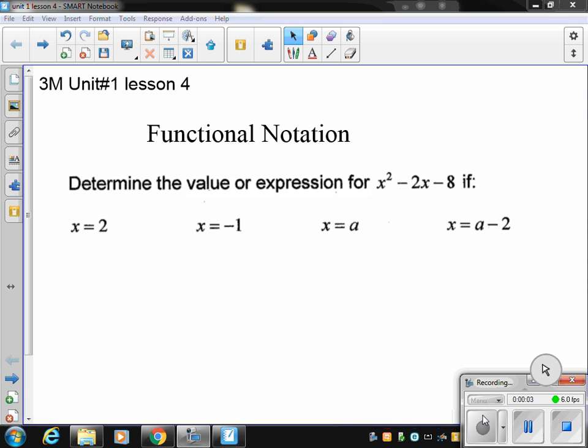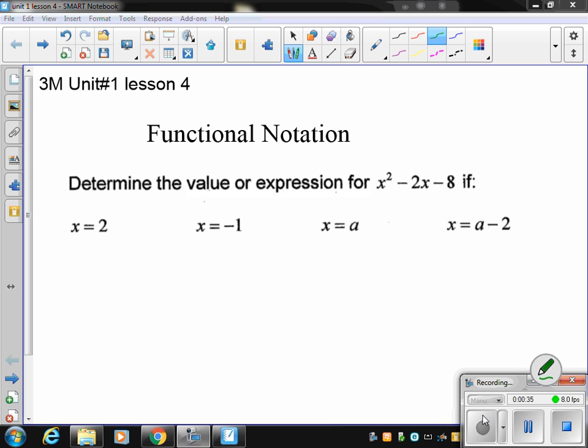Okay, 3M, we're on lesson number 4, and today's goal is to allow you to write mathematics in a lazy but clear way, which is always a great goal. So how we've often worded things before is: determine the value of the expression x squared minus 2x minus 8 if x equals 2, x equals -1, x equals a, or x equals a minus 2. So we've written quite a lot of things down, and we're asking you to write 4 different answers.